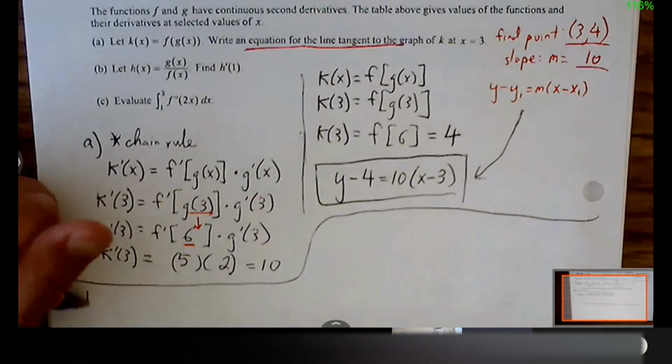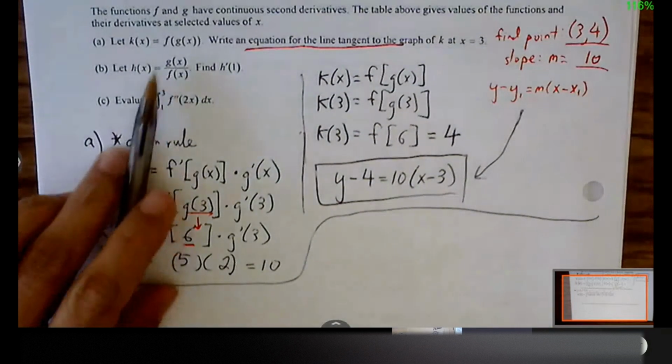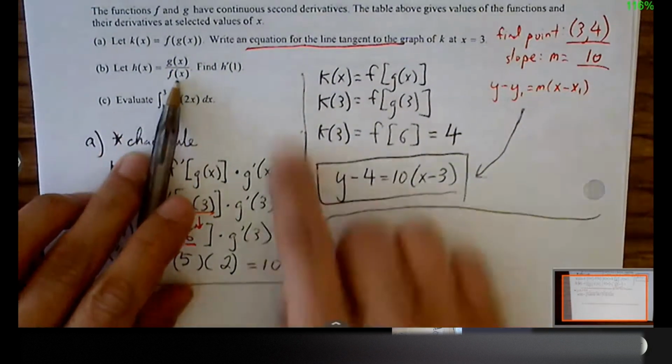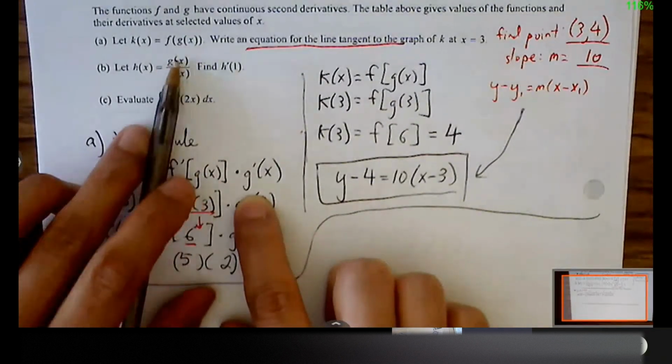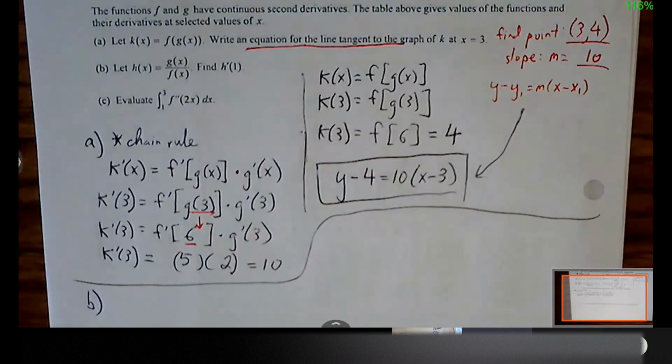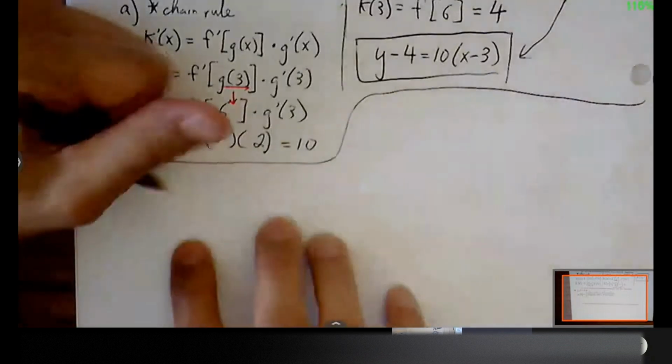All right, part B. Let H equal G over F, find H prime. So we're going to go through quotient rule here because we're dividing two separate expressions and asking for its derivative.